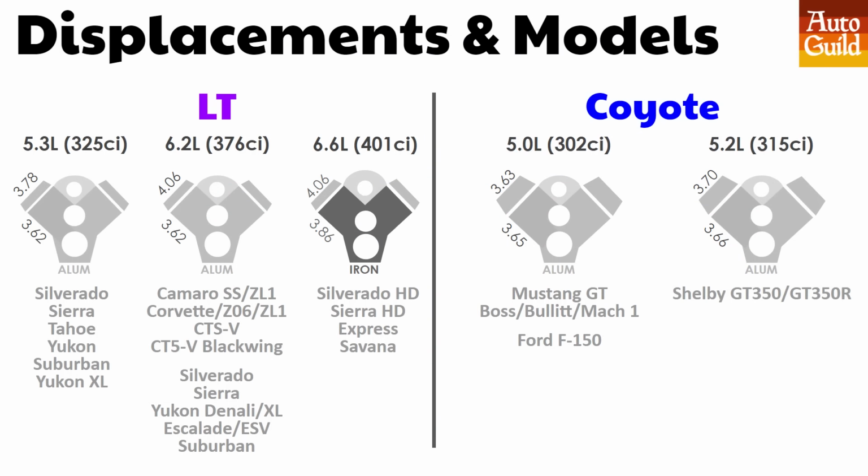One advantage the LT does have is a variety of displacements, an iron block option, and the engine comes in a whole bunch of trucks and SUVs, which tend to make the LT a little bit less expensive and easier to find.